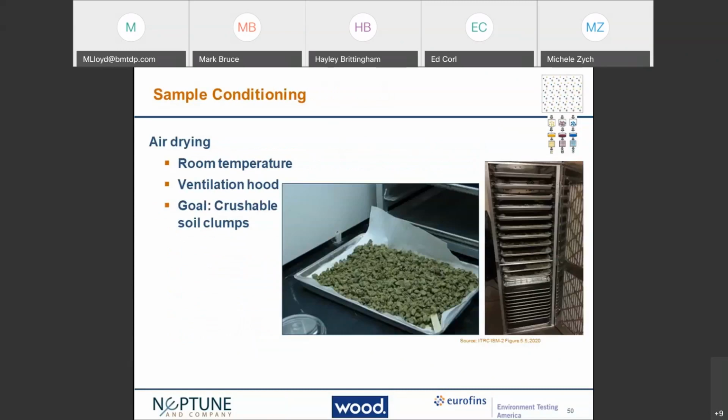So the first is sample conditioning, and most of the time what this means is that we're going to do air drying at room temperature, and perhaps in a simple case, spread it out on a pan, put it in a ventilation hood. And the goal here is simply to produce dry crushable soil clumps, because dry samples that can have the particles crushed are much easier and less expensive to work with.